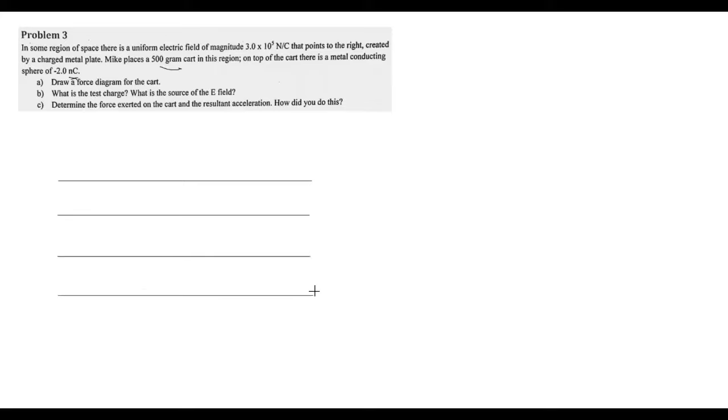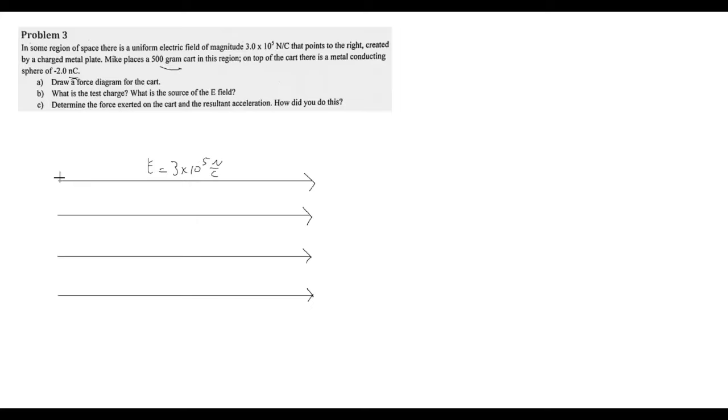So the first thing we have to do is draw our sketch. So we have a uniform electric field pointing to the right. That's going to look something like that. I will try and draw it as uniform as possible. Uniform obviously means that regardless of the distance away, the E field strength does not change. And this has a magnitude of 3 times 10 to the 5th newtons per coulomb.